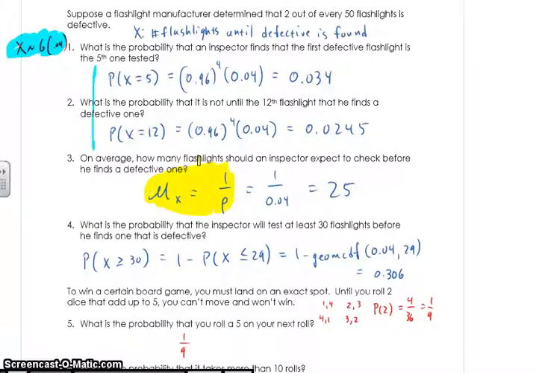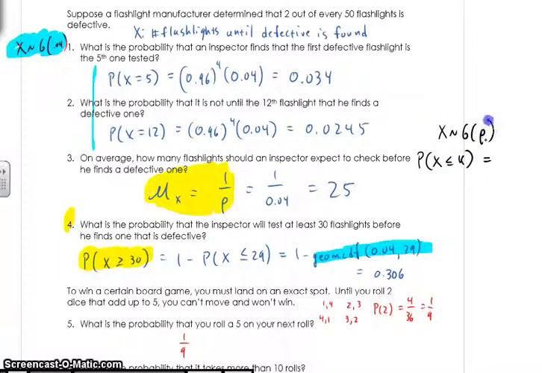Okay? Now, number 4, we're asked to find the probability that the inspector tests at least 30 flashlights before he finds a defective. Now, what are the possible outcomes in at least 30? There's an infinite amount, in fact. So we don't need to use the sum of an infinite geometric series to find this answer. There actually is a formula in the calculator called the geometric CDF. The geometric CDF will find the probability x is less than or equal to k when x is geometric.